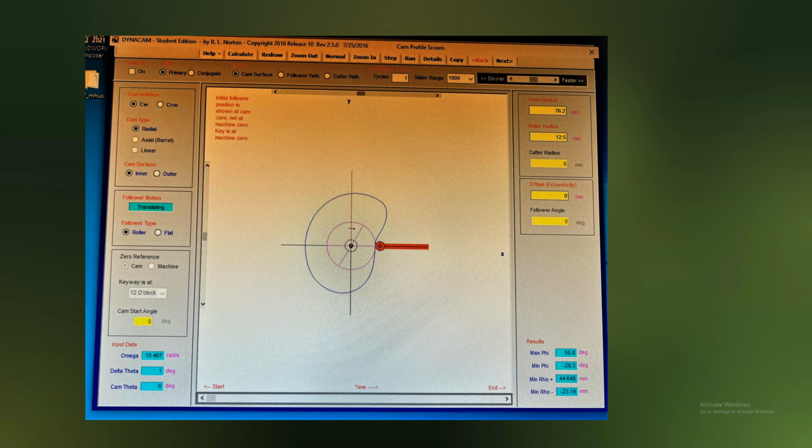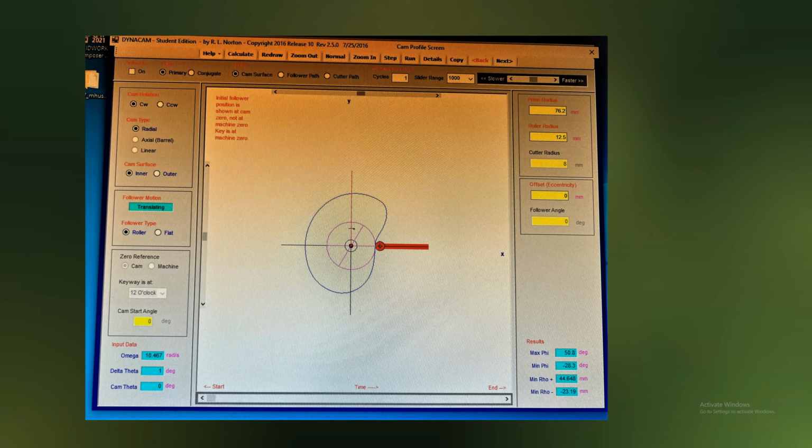So my cam looks a little weird, not something you'd usually see, but it meets the constraints, so anything else is usually just unique. So here's the problem. I'm just going to get to it straight up. My minimum rho, as you see on the bottom right, is 44.648, and my roller radius is 12.5.